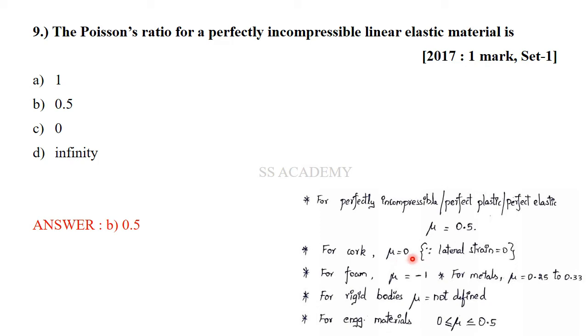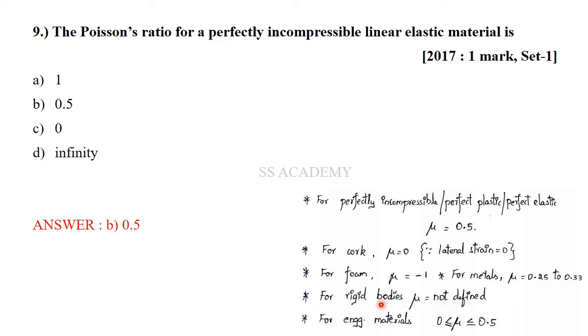That is, though there may be a longitudinal strain, the lateral strain is 0. It is a special case. In the case of foam, the Poisson's ratio is -1. Generally, for metals, the Poisson's ratio considered is 0.25 to 0.33, that is, from 1/4 to 1/3. For rigid bodies, mu is not defined.